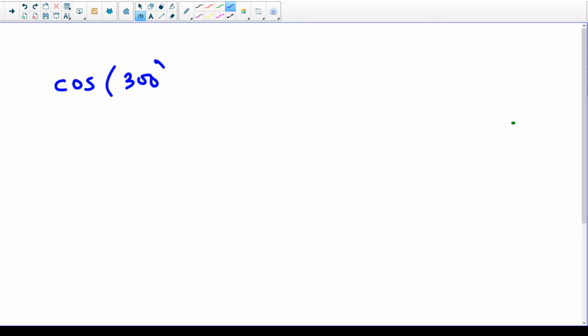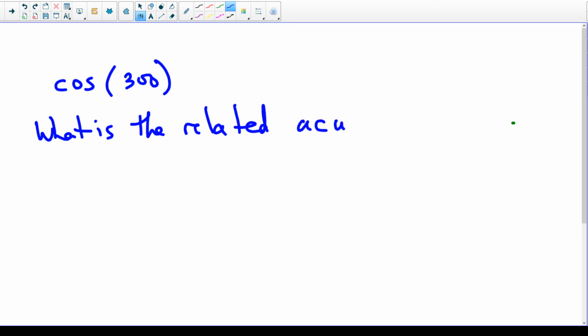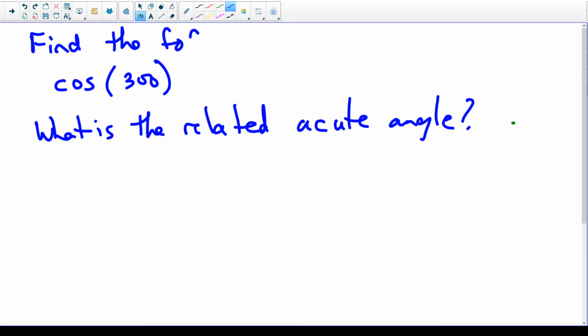What if they ask me to do the cosine of 300? Okay. So here's what I do. The first thing I'm going to do is say, what is the related acute angle? I'll just write out the instructions here so that when you look back at the note, you'll be able to see what I was asking you to do. So I've got to figure out what the related acute angle is.